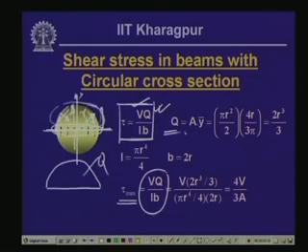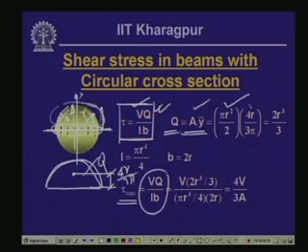So, Q is equal to A y bar, and A of the upper half is equal to pi r square by 2, and the distance of the C G from the neutral axis is equal to 4 r by 3 pi. So, this is what is used here, and this is the value of Q. Also, the value of I is equal to pi r to the power 4 by 4, and b is the diameter, which is equal to twice r.